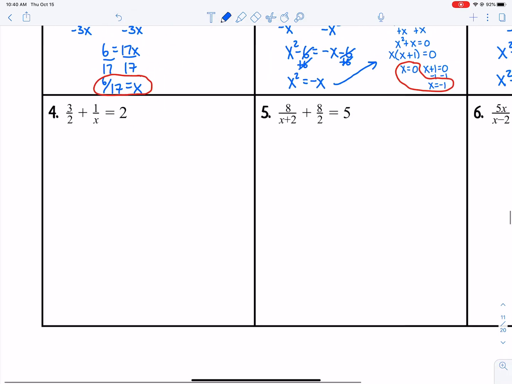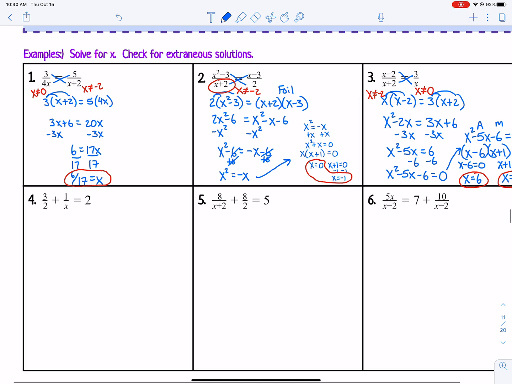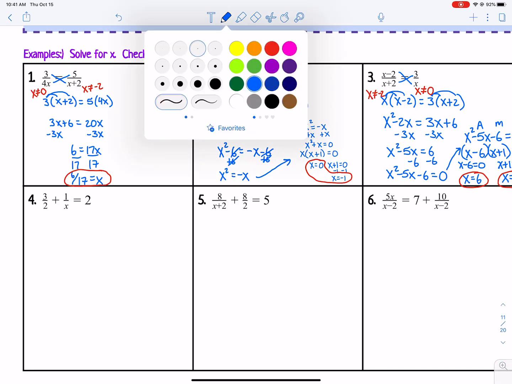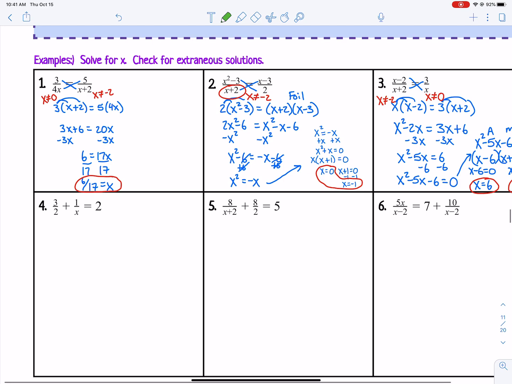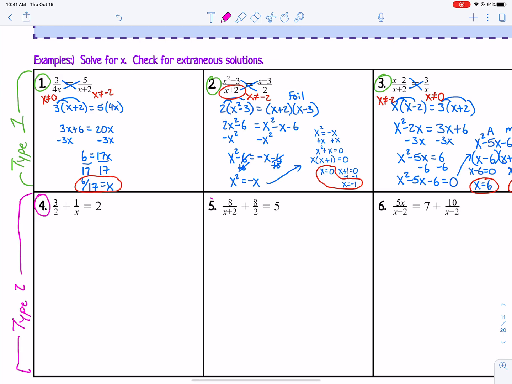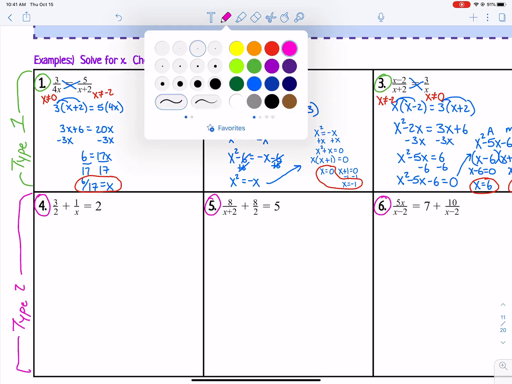Now 4, 5, and 6 are type 2 rational equations. They have more than one fraction on each side. They have like more going on. 1, 2, and 3, those were all type 1. So what I'm going to write out here is that these are all type 1, like 1, 2, and 3. Let's circle 1, 2, and 3. But then number 4, 5, and 6 are all going to be type 2. All right, so that way we can look at 3 of each. So let's start with number 4.